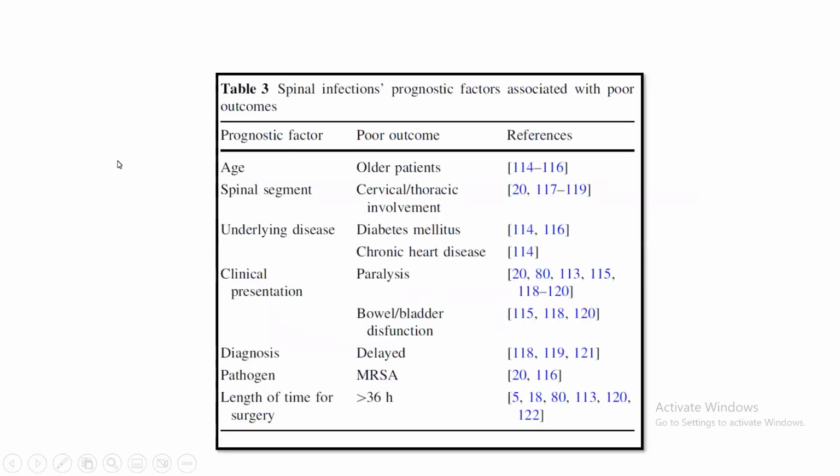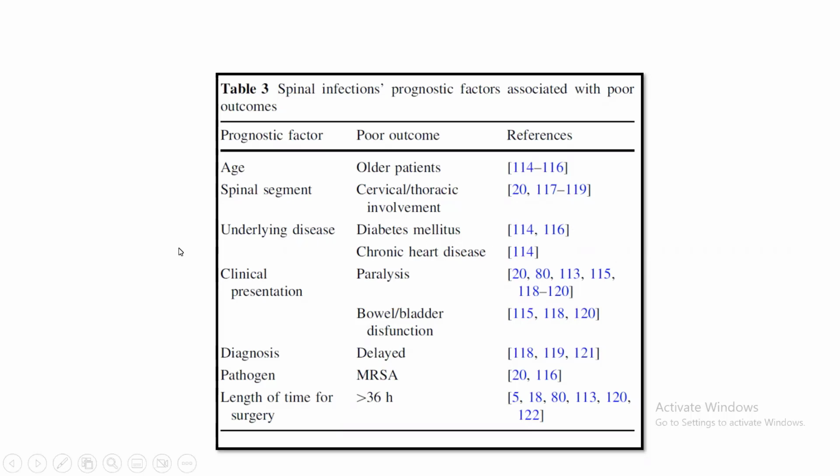Here are some of the prognostic factors associated with a poor outcome. These are things we mentioned: older patients, involvement at the cord level, so cervical or thoracic involvement, diabetes, and presenting with bowel or bladder dysfunction. And if the pathogen is MRSA, these are all things that have been shown to have worse outcomes.